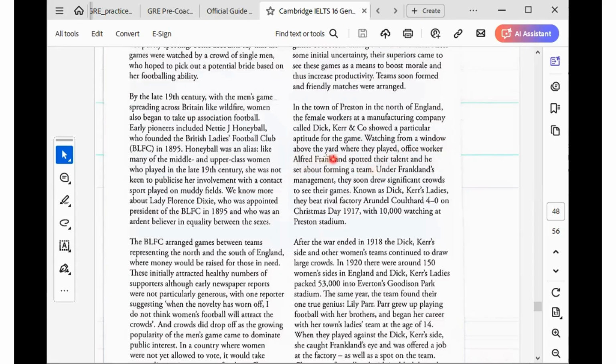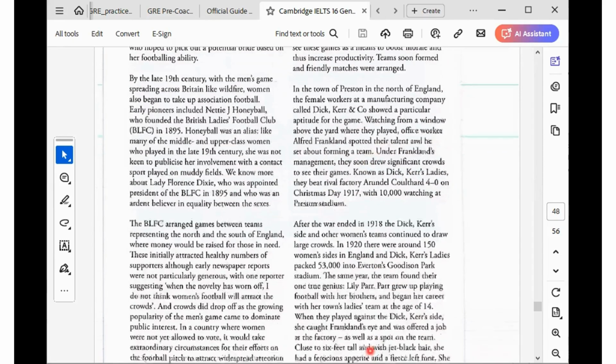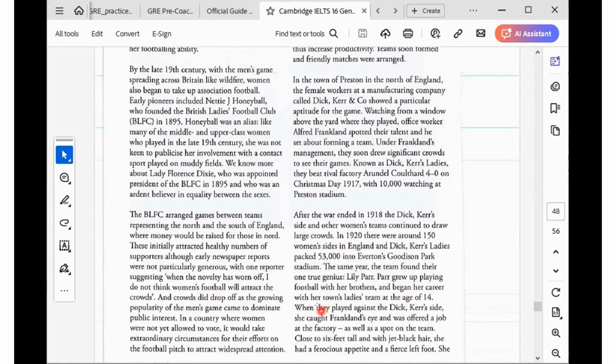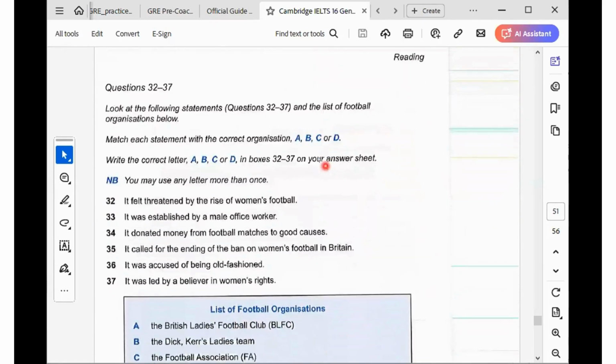So this Alfred Frankland is a man. He's the one that set up this Dick Kerr Ladies team. Let me show you what I saw here. When I saw this name, Frankland's eye, she caught Frankland's eye and was offered a job, it clicked to my mind that Frankland is probably the coach of this Dick Kerr Ladies team. If he's the coach, then who is the person that started the club? I had to go back and I saw that he's actually the one that started the club, because there's a statement about a man starting a club.